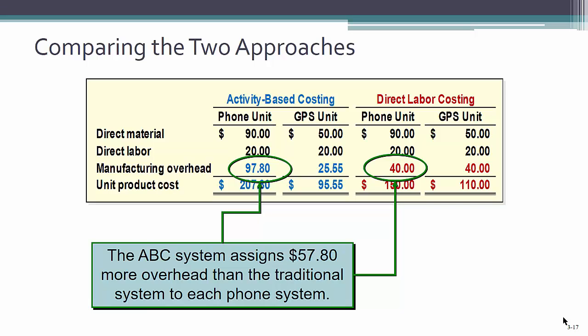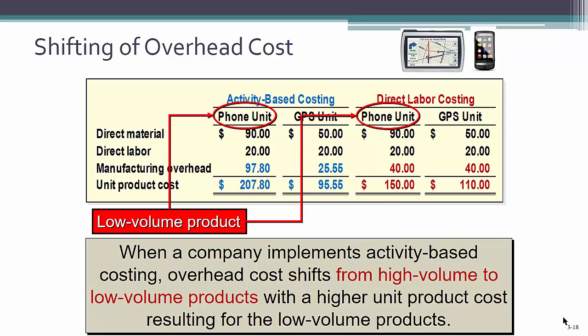But first, why do we see the shifting of cost? We discussed the reason briefly in the Part 1 video. In general, it occurs because of the existence of batch level and product level cost. Machine setup and production order cost are primary examples for COMCO. Do you recall that we sold 50,000 phone systems and 200,000 GPS systems? Phone systems are the low-volume product, and GPS systems are the high-volume product.